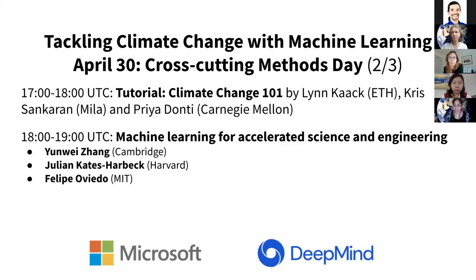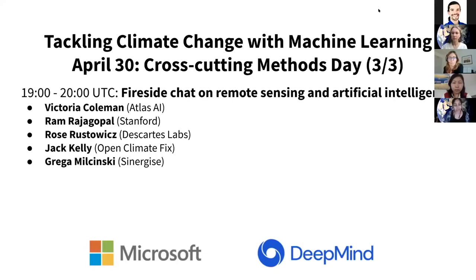Next, a session on accelerated science and engineering and how machine learning can speed up the discovery of, for example, next generation batteries, next generation solar panels, or nuclear fusion. These are the 3 topics discussed in that session. And then finally, we'll end with a fireside chat on remote sensing and artificial intelligence, where remote sensing is commonly used to gather important information that's necessary to make decisions across many climate change domains. So with that, I'm going to hand it over to today's speakers, the first session being forecasting. So Lynn and Chris, take it away.